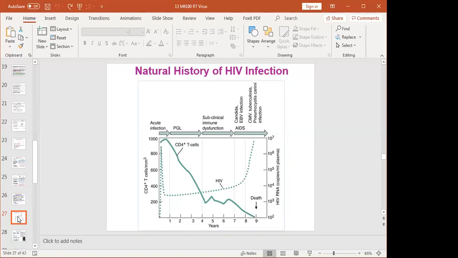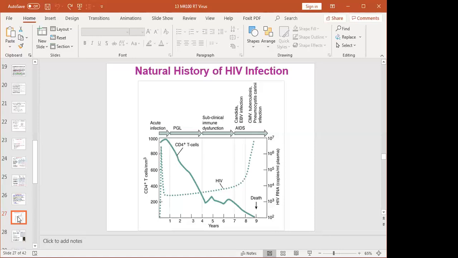Then virus keeps infecting more cells. We initially see PGL, persistent generalized lymphadenopathy. Slowly and gradually, the number of CD4 positive T cells will decline. That's where we have subclinical immune dysfunction. And once the CD4 positive cells are very low, most of these cells are destroyed by HIV infection inside of them. And HIV replication is so fast, viral load starts going up.